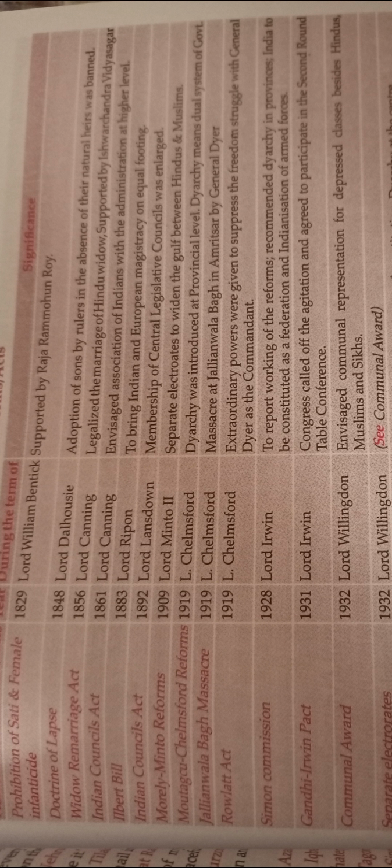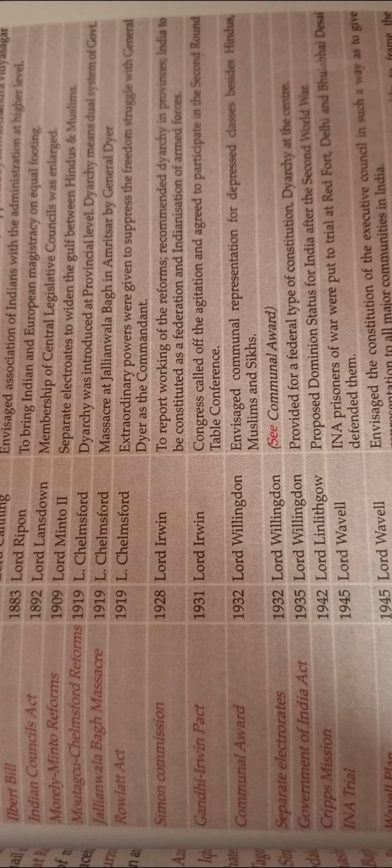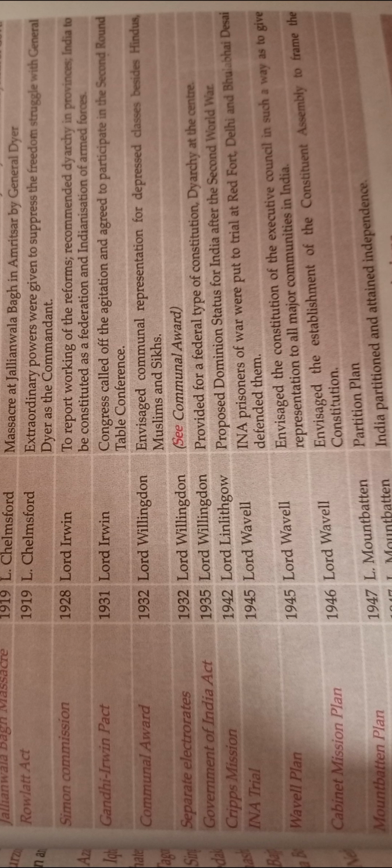The Simon Commission, under Lord Irwin, was to report on the working of the reforms and recommended that dyarchy in provinces be ended, India be constituted as a federation, and armed forces be organized. But we didn't want Simon to design our constitution or rule us. Whatever the constitution will be, it will be ours. We will design that, and so: Simon go back. We don't want anything ruled by them. So whatever they thought and planned, it failed.